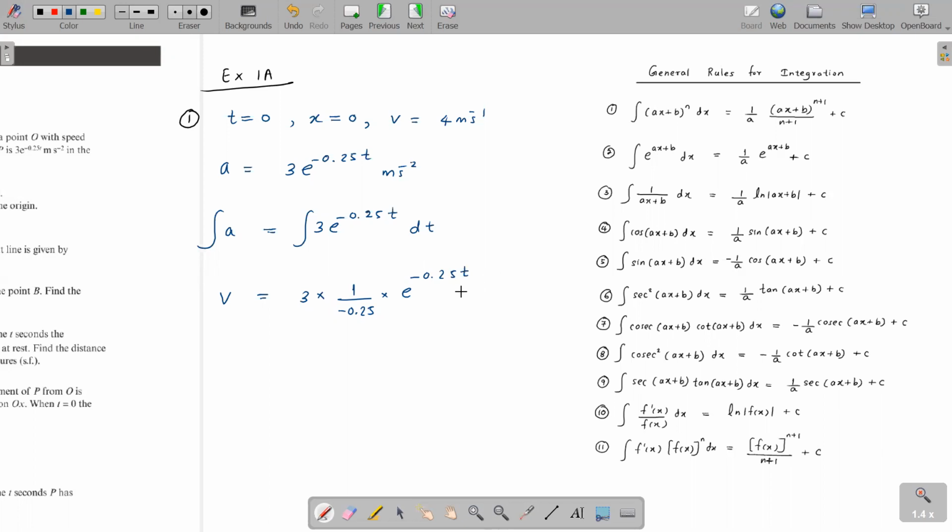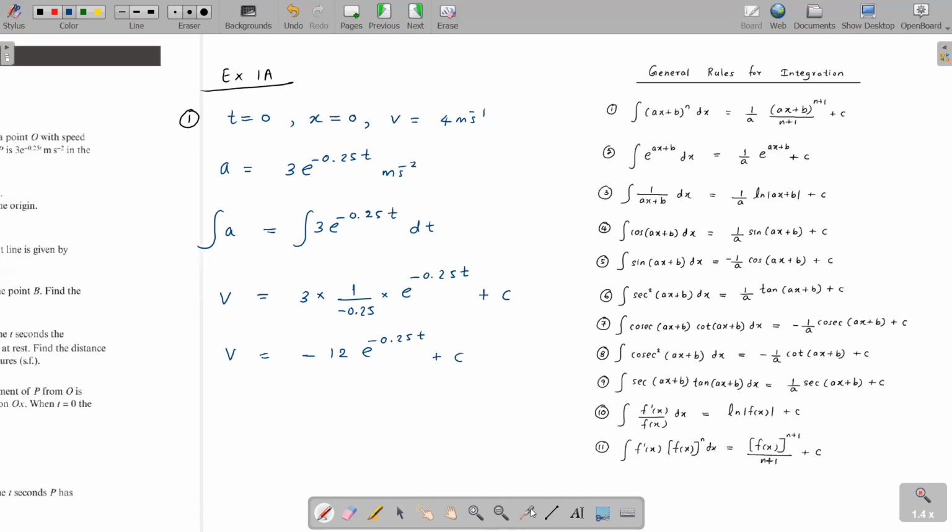And then after you're done with the integration, you have to remember to put a plus C. It was clearly mentioned in the note also, right? When you integrate, you must remember to put a plus C. Can you simplify this for me? 3 over minus 0.25, how much is it simplified? Minus 12, right? 3 into 1 over minus 0.25 is minus 12, e to the power minus 0.25 t plus c. Guys, can you see how this works?